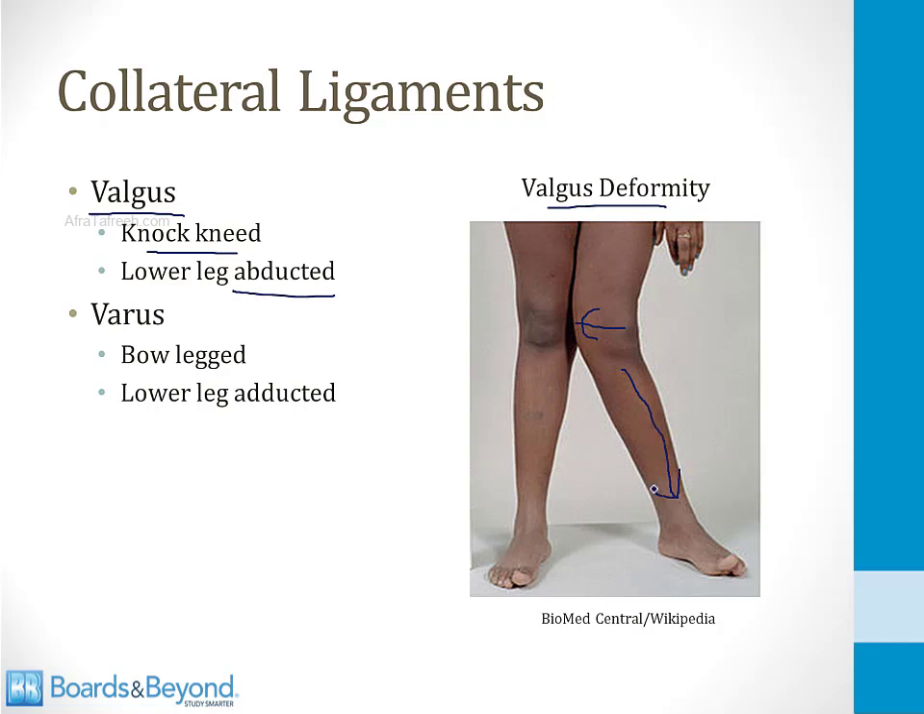And the way I've always remembered what a valgus deformity looks like is just remember that the V in valgus is for an upside down V that the patient's lower legs form. That's always worked for me. A varus deformity is the opposite. In this case, the lower leg is pushed towards the midline. This means that the patient will become bow-legged with the knee pushed out, and the lower leg will be adducted or pushed towards midline. So the job of the collateral ligaments is to resist these types of deformities of the lower leg and the knee.